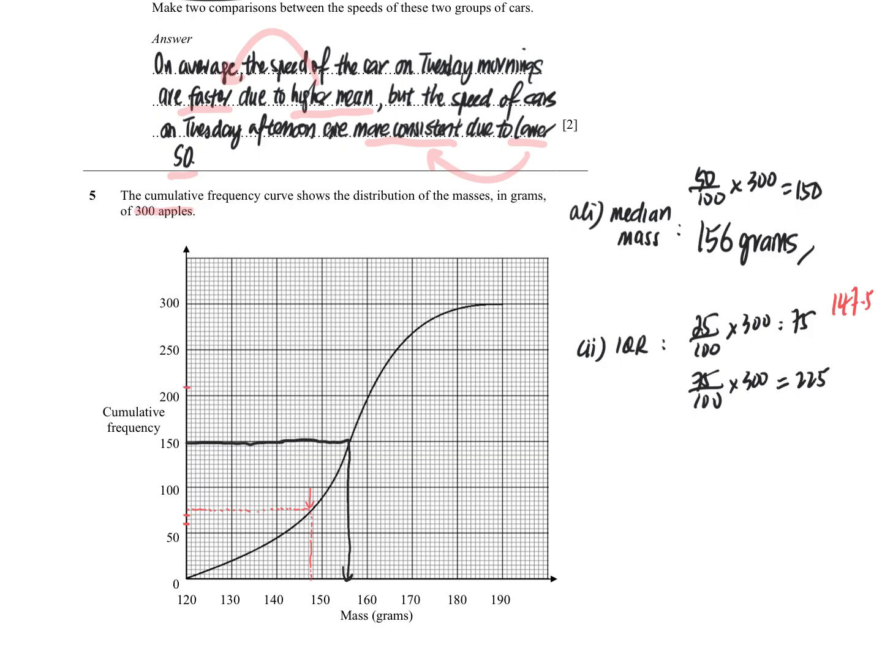Okay, 20, 10, 20, 20, 20, 30. So 25 is here. This one is clear cut, at the corner. So this is 163. So to find IQR is 163 minus 147.5. So you get 15.5, is it? Gram. I think so.